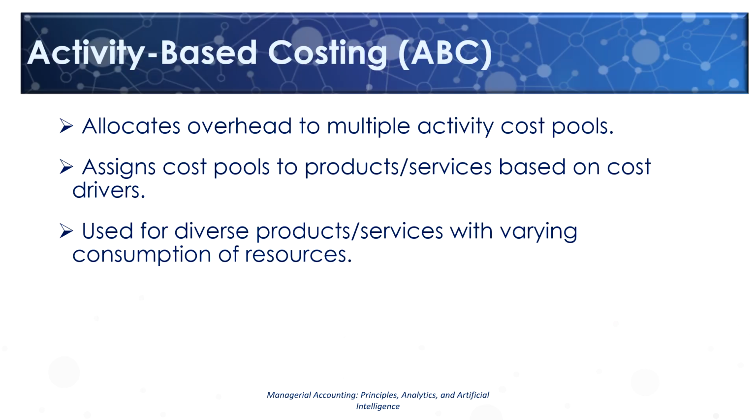To reiterate, activity-based costing allocates overhead to multiple activity cost pools. Then, it assigns those cost pools to products or services using cost drivers. ABC is most useful when a company has diverse products or services and those products consume overhead differently.